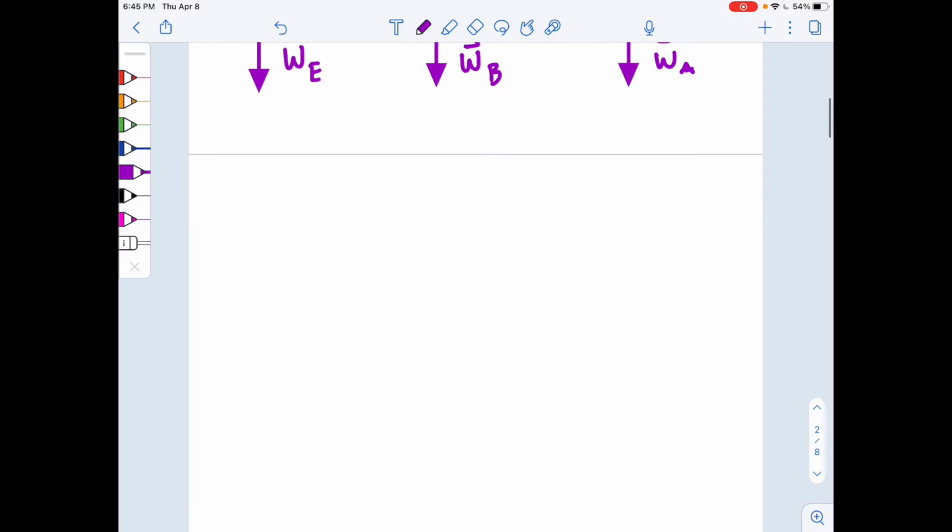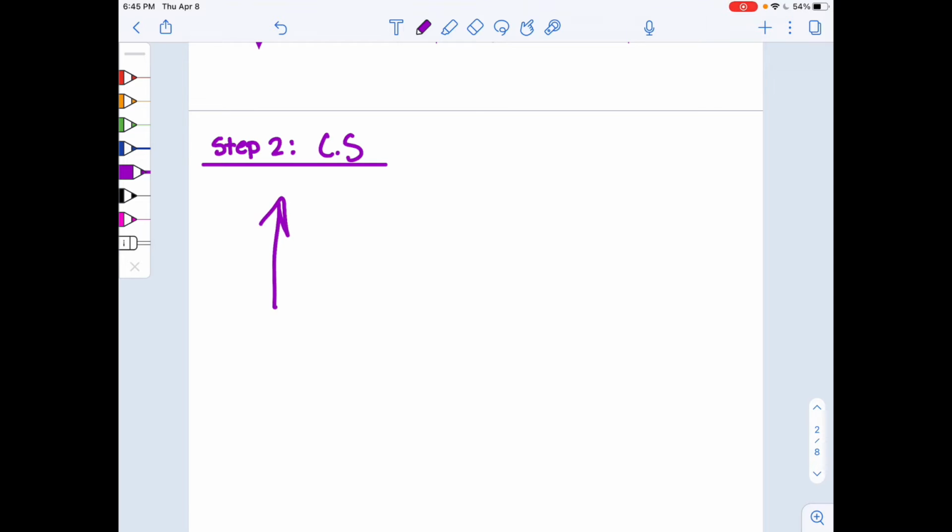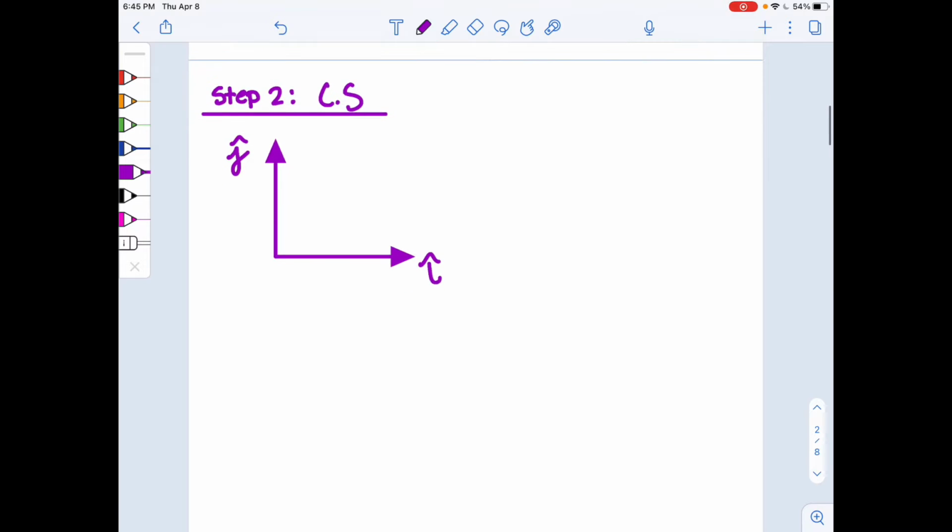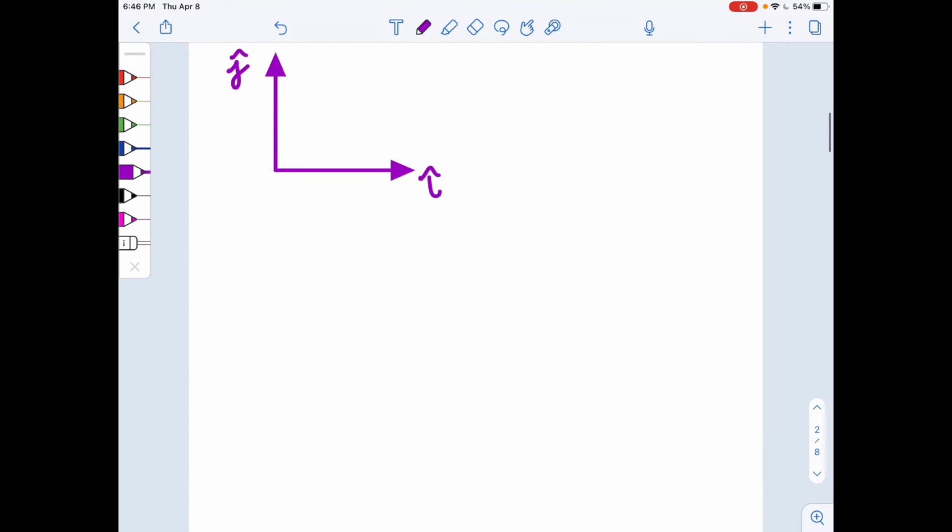Step 2 is going to be setting up our coordinate system. So right now we're just going to use a standard coordinate system, and we're going to use I and J. So we have I hat and J hat.